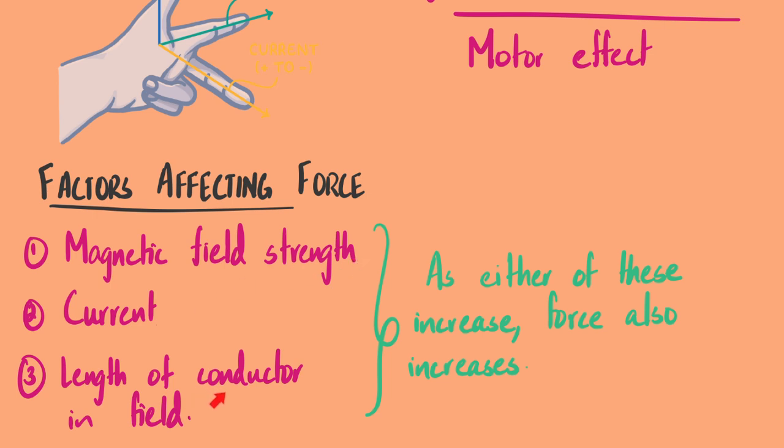And as well, if you have a greater length of conductor in the field, this would also create more magnetic field, and again that interaction would lead to a greater force. So this is basically the idea of how the forces come about.